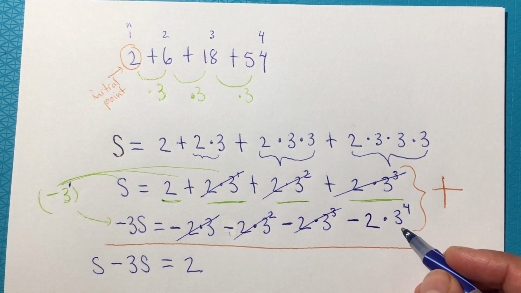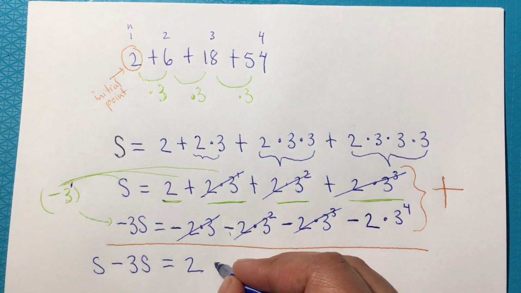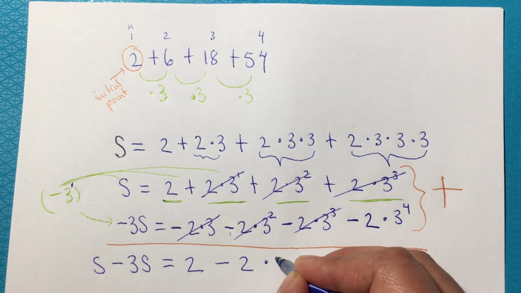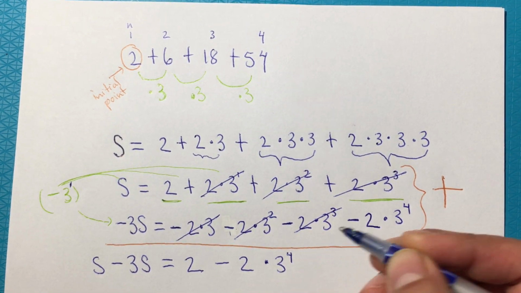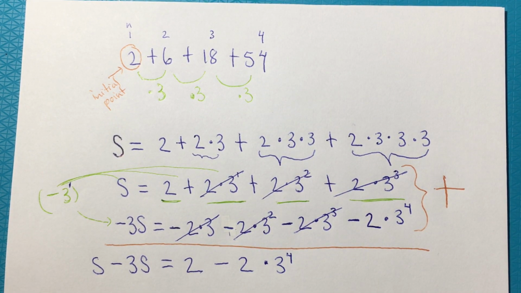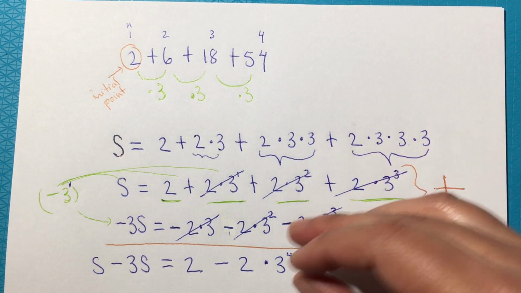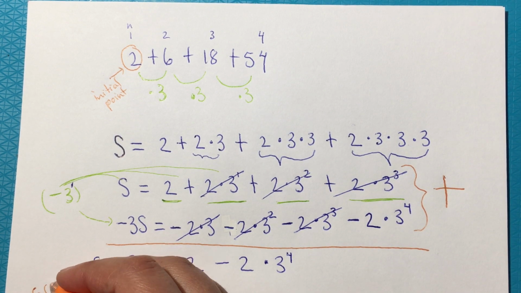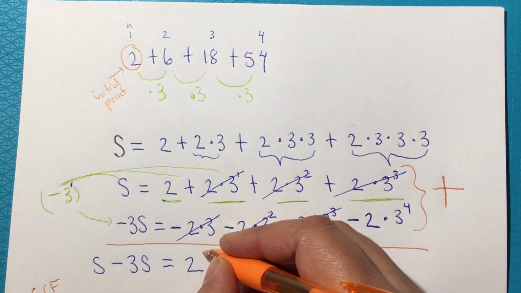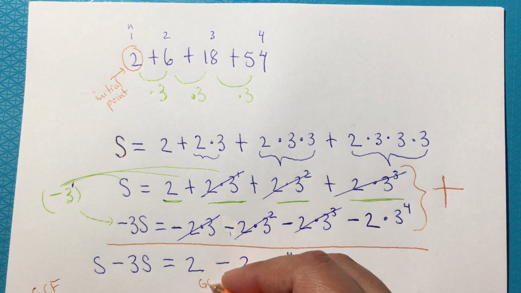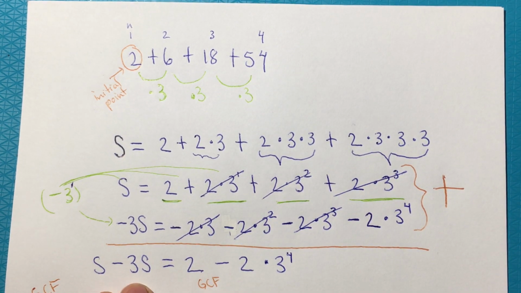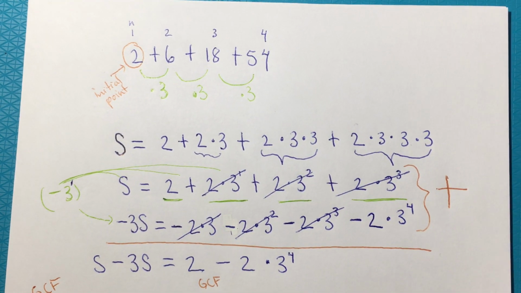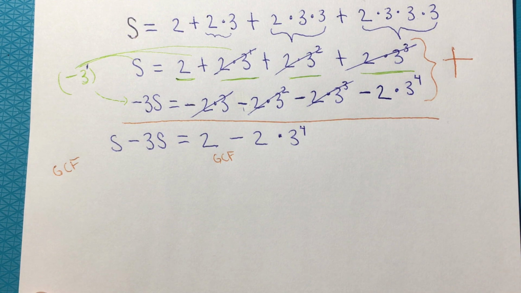And the same here, exactly the same, but one positive, one negative, so they cancel each other. And I'm left with negative 2 times 3 to the fourth power. So now from here, I put them together, and this is what I ended up with. Now I'm going to get the greatest common factor of each side. So the greatest common factor for the left and the greatest common factor for the right side.